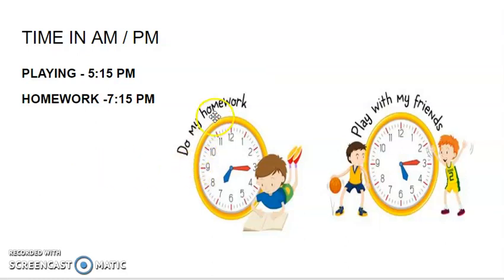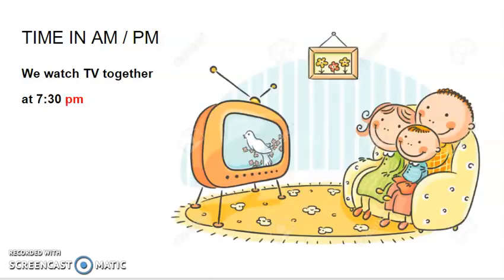And just after noon, the time is read as p.m. time. So you do your homework what time? 7:15 p.m. You go to play with your friends at 5:15 p.m. You like to watch TV together with your family at 7:30 p.m. time. You are sleeping after 9:30 p.m. till 12 midnight. It is all the time will be read as p.m. time.